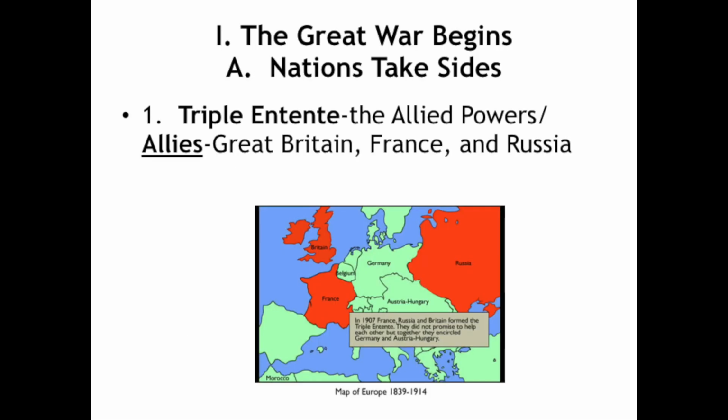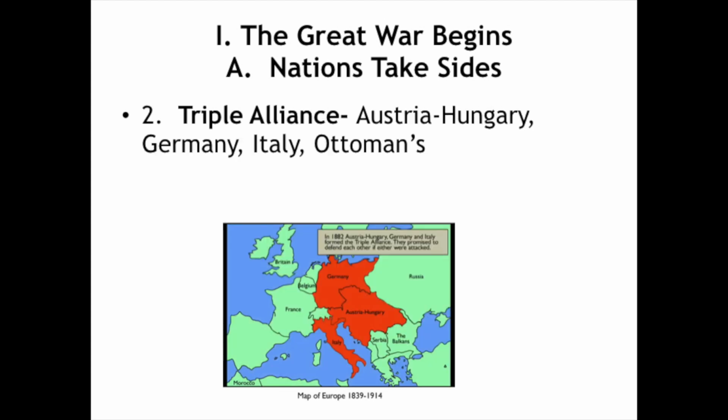Thank you. We will start with talking about the Triple Entente, which was the Ally, also known as the Allied Powers, or Allies. This included Great Britain, France, and Russia. The second alliance that we'll talk about is the Triple Alliance, which was Austria, Hungary, Germany, Italy, and the Ottoman Empire. Although there were four in this one, we will see why eventually it will become the Triple Alliance.